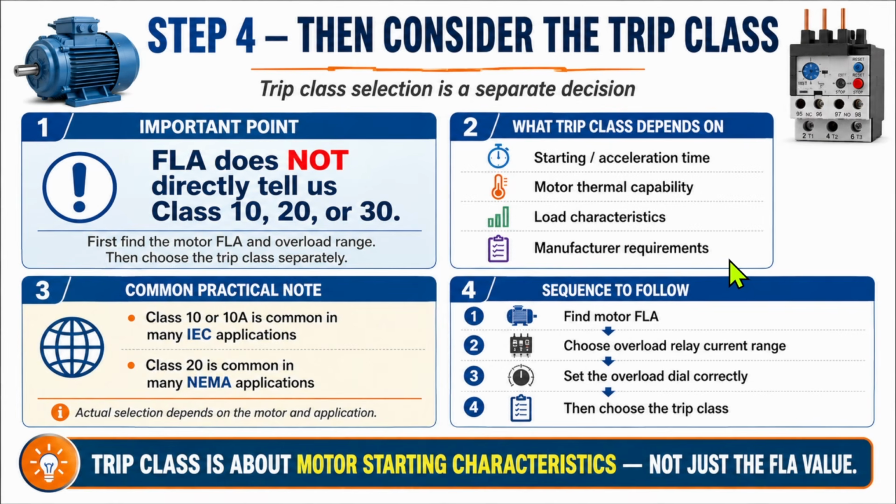So this is a good way to remember it. Motor FLA helps us determine the overload current setting. Motor starting characteristics help us determine the appropriate trip class. Those are connected, but they're not the same thing.